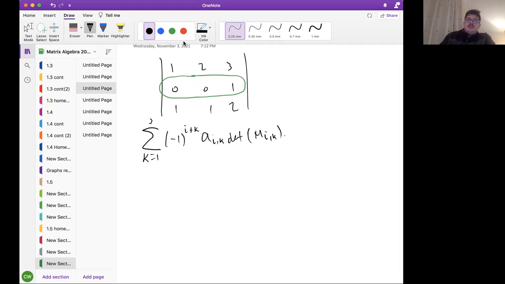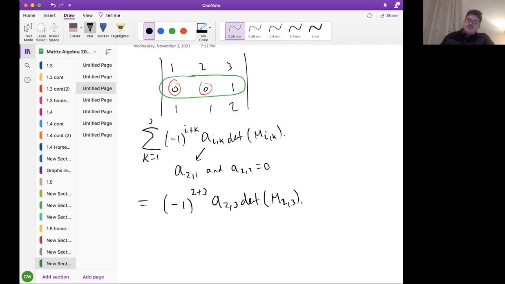Yeah, the main thing is you have these zeros here. So a21 and a22 equal 0, and those terms go away. That means the determinant just ends up being (-1) to the 2 plus 3, a23, determinant of M23. Does that make sense?